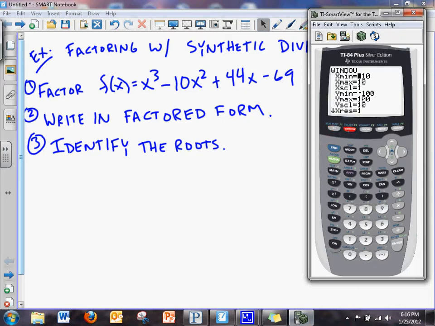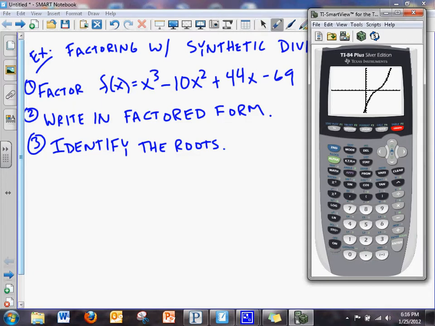So the window, here's my window. I think negative 10 to 10 in the x direction should catch all the roots. There's some big numbers that make my Y min and Y max fairly large, and I changed my Y scale to 10 because that range is so large. I'm just guessing. That should be enough, but we'll see. Yeah, that looks pretty good.